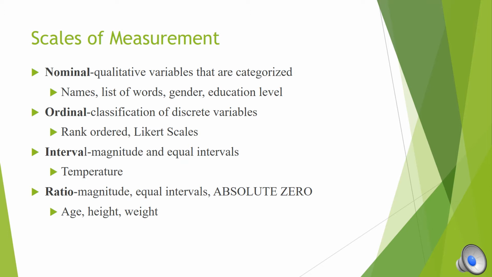Ordinal, that means O for order. Ranked order, these are discrete variables. So an example would be a Likert scale. On a scale of 1 to 10, how much do you love being in this class with me? Hopefully a 10, which is the highest. We also have the interval scale, and this is a magnitude and equal intervals. An example would be temperature. Now the biggest difference between the interval and the ratio scale is the ratio scale has an absolute 0. Examples would be age, height, and weight.